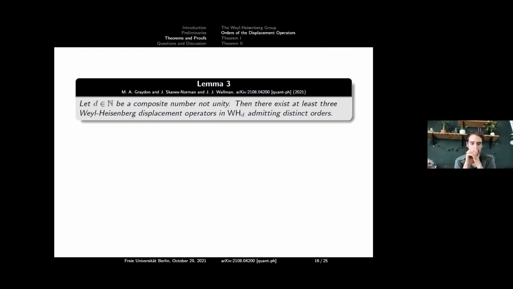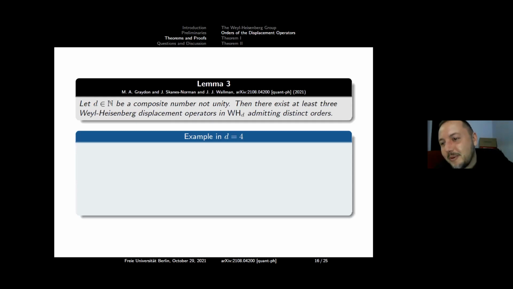So the Bell-Heisenberg displacement operators can have different orders when the dimension is not prime. I'm going to show you an example first, in dimension 4. I should remind you, the order of a matrix need not exist, but when it does, it is the least natural number R such that when you raise the matrix to R, you get the identity. It's the smallest power that gets you the identity.